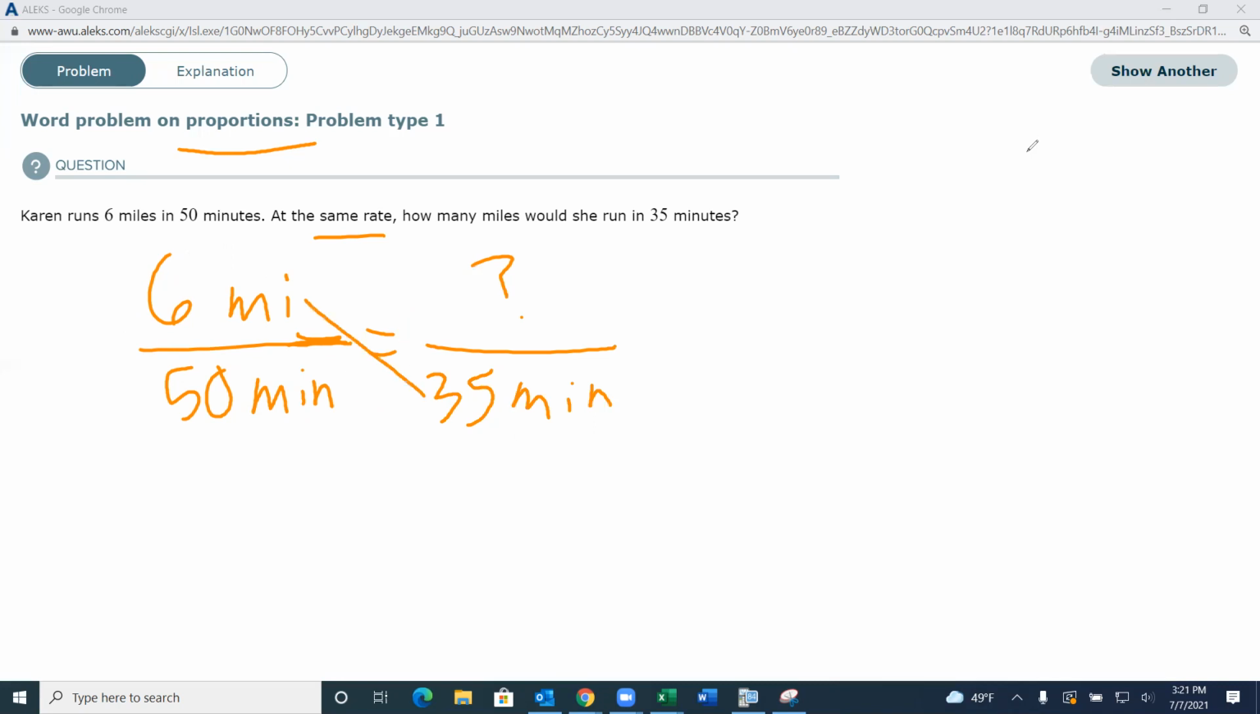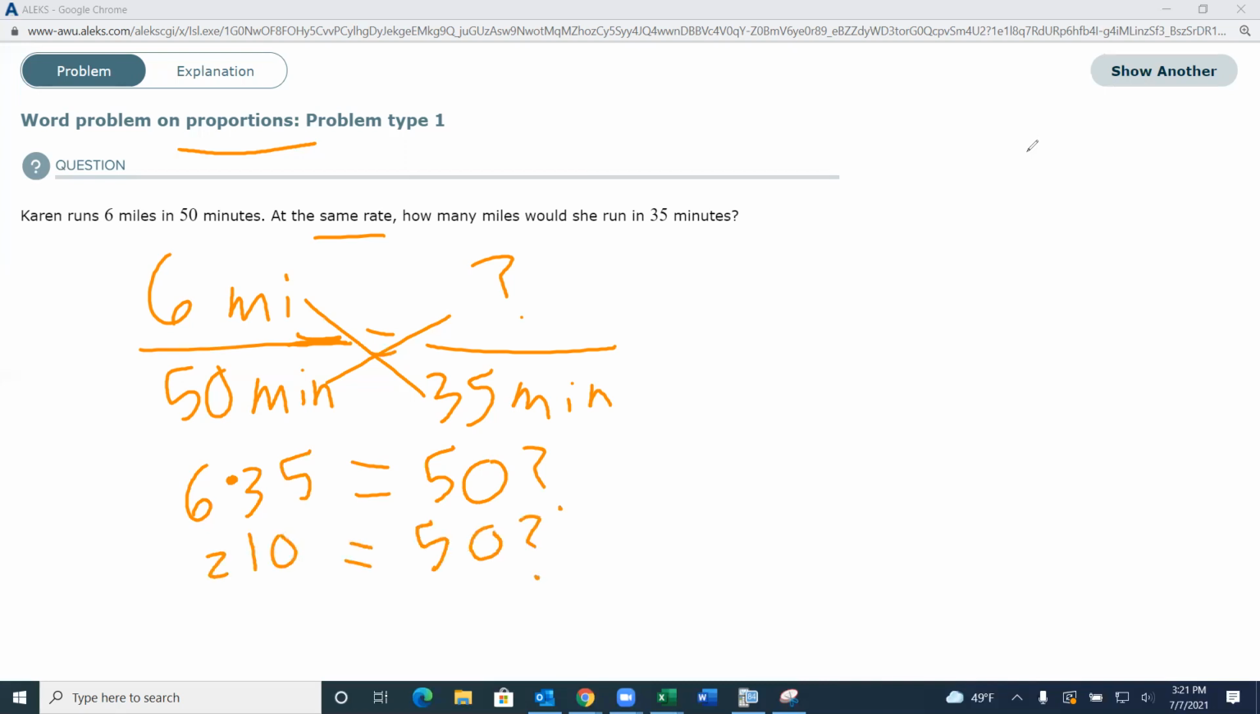So we'll cross multiply and get 6 times 35 and 50 times question mark. So that's 210 on the left. And then when we divide by 50, we get 4.2. 4.2 what? Well, we're looking for miles. So 4.2 miles is how long.